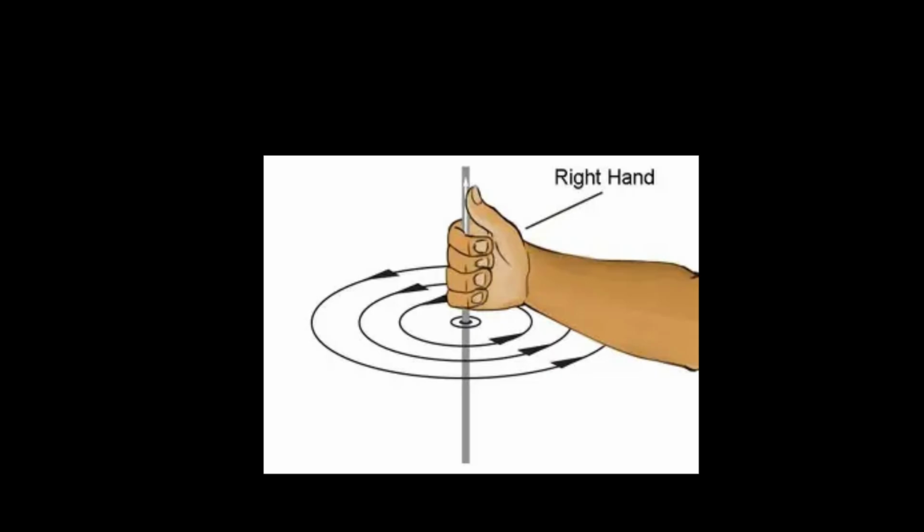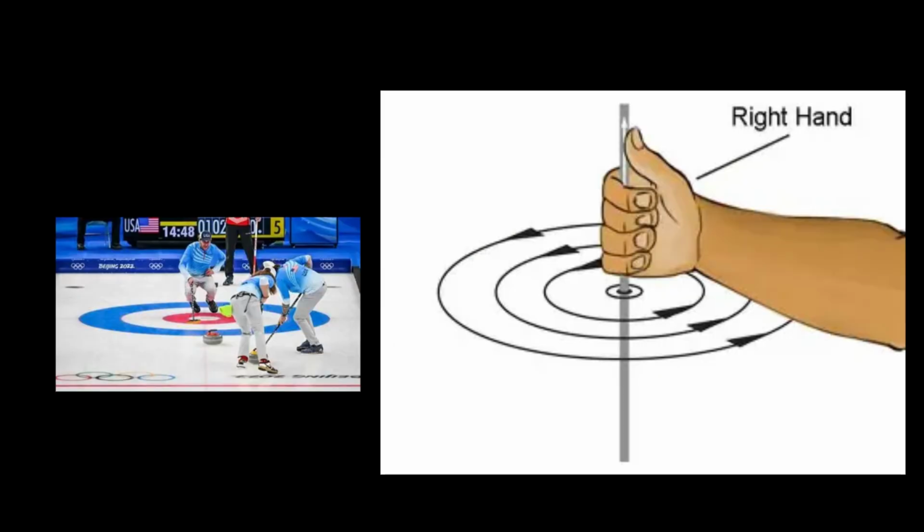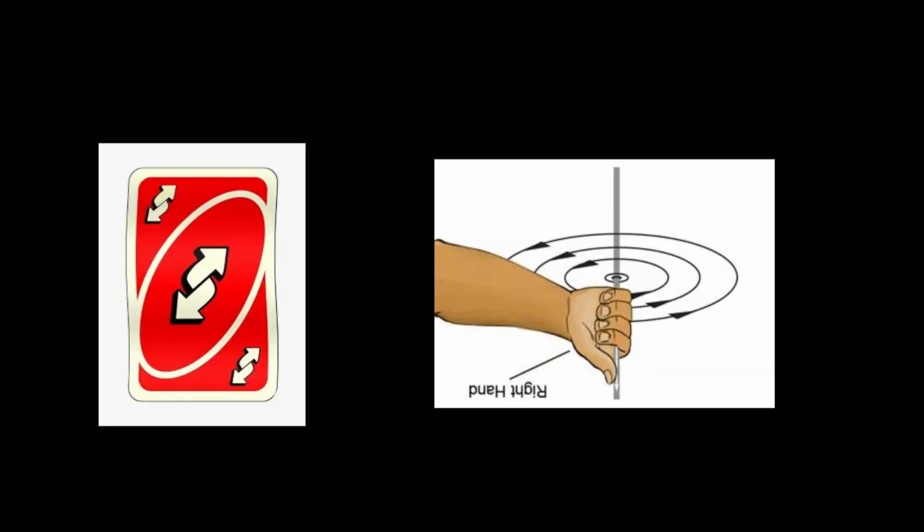Imagine gripping the wire with your right hand. If you point your right thumb in the direction of the conventional current, your fingers naturally curl in the direction of the magnetic field loops wrapping around the wire. If we reverse the current direction, the thumb points down and the loops instantly reverse. It is a direct causal link.